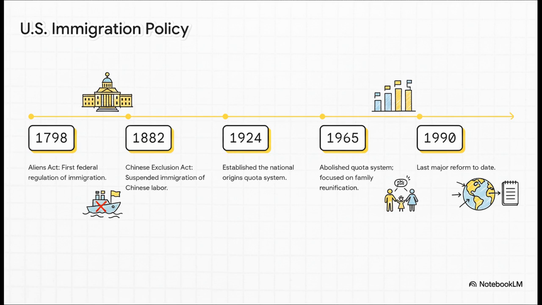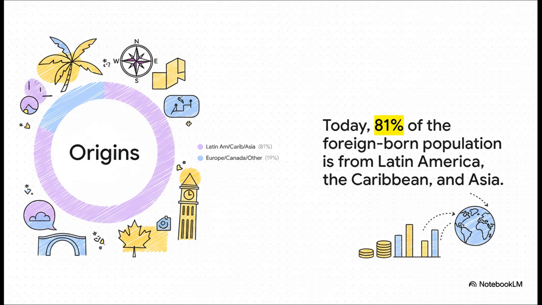The last really massive overhaul was back in 1965, which shifted the focus to family ties. And there hasn't been another major reform since 1990. All that history matters for what we see today. And wow, you can really see the impact of those policy shifts right here. Back in 1910, almost all immigrants to the U.S. came from Europe or Canada.